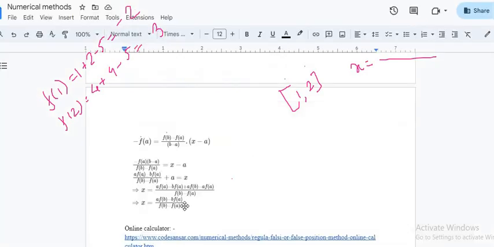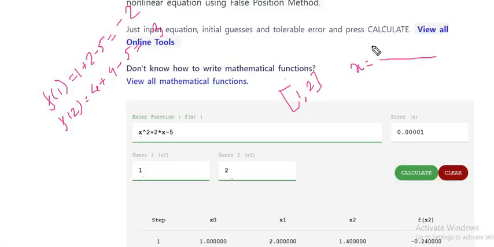Now, what is our formula? x is equal to a f(b) minus b f(a), divided by f(b) minus f(a). Just check what the formula is here.